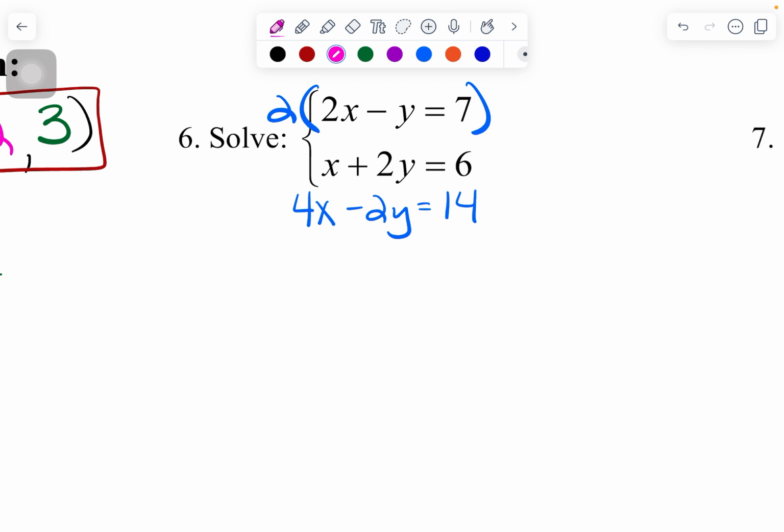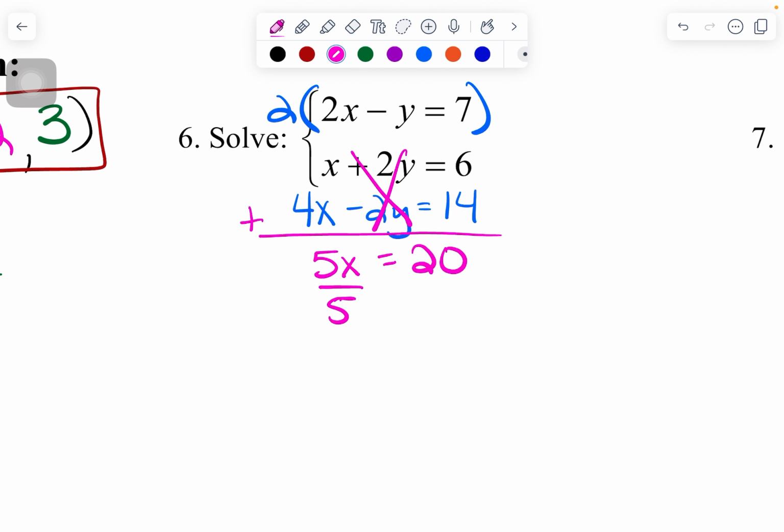So if I've done it correctly, which I think I have, when I add this, one of my variables should eliminate. So x plus 4x makes 5x. I've got 2y here plus negative 2y. There's my elimination. See, I knew I had it. And then 6 plus 14 makes 20. All right, divide both sides by 5. X is equal to 4.